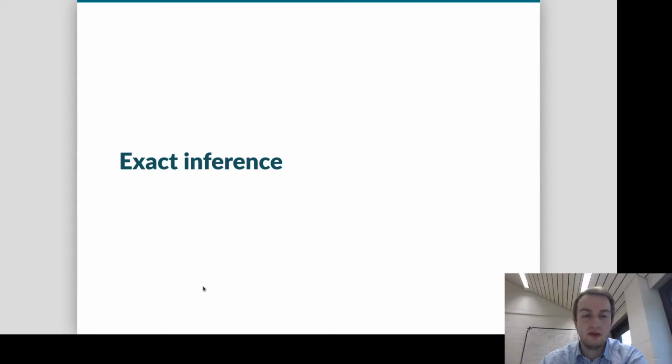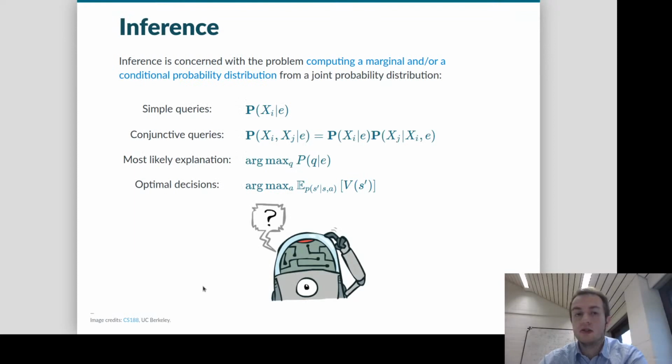Okay, so let's first now talk about exact inference. Inference is basically concerned with the problem of computing some marginal and some conditional probability distribution from a full joint probability distribution. Typically in the case of simple queries, we would like, for example, to evaluate the conditional probability of some variable given some evidence. And again, this evidence could concern all the other variables of your problem, or just a subset of these variables.